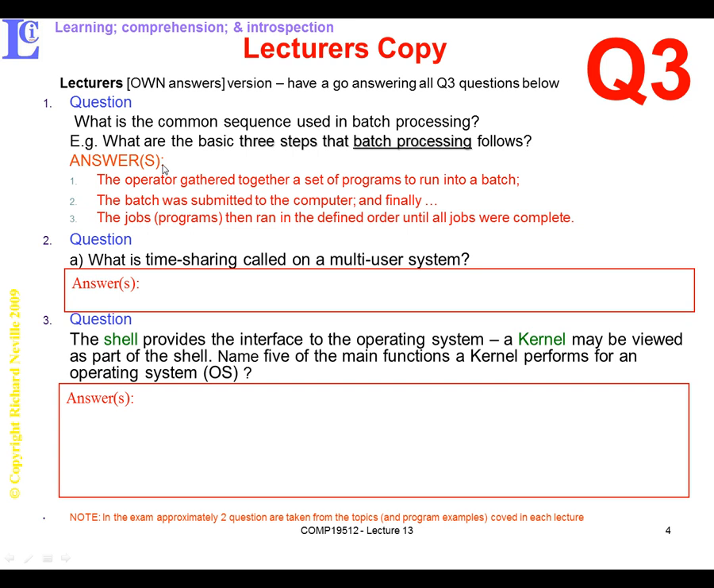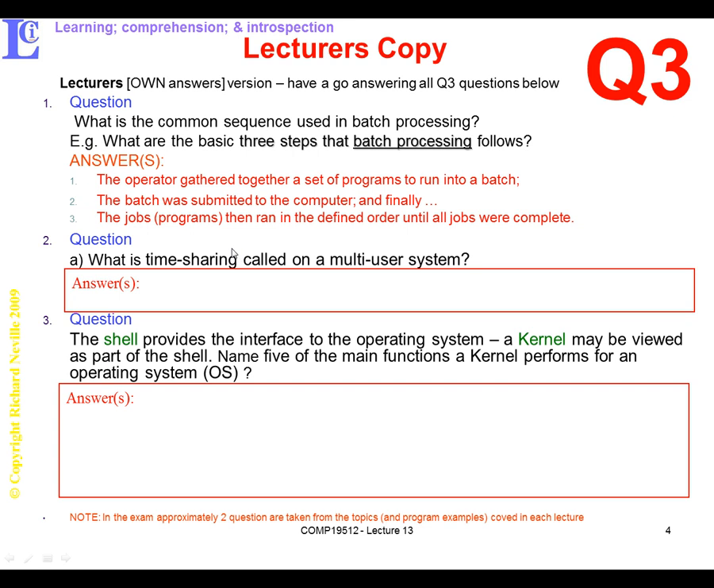Here are the basic steps. The first one is the operator, who would be a human operator initially, putting the information together, gathering it together, the cards or the tapes. Each set of cards as a program is called a job. Then a number of jobs are put into a batch. So that's what the operator does first. Then the operator puts this whole batch into the computer entry system. Then these jobs, a set of jobs as a batch, are run through the computer, and the output of each job is then outputted from the computer.